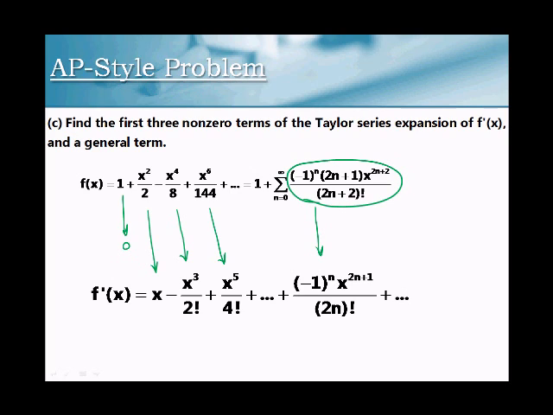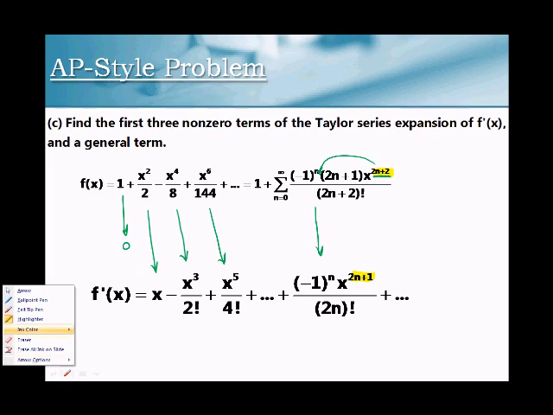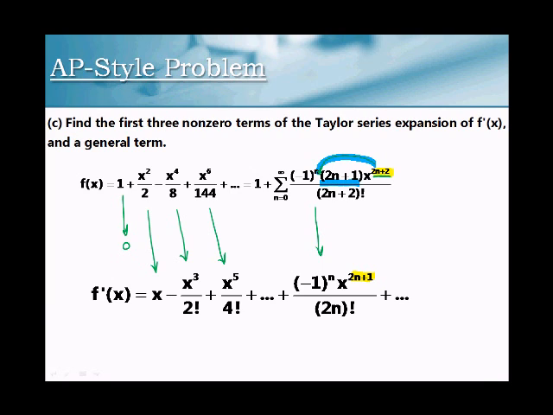what would you do to differentiate the general term? Well, the power on x is going to be brought forward as a coefficient, and then you're going to reduce the power by 1. So let me show you that, reducing the power by 1. It's going to go from x to the 2n plus 2 to x to the 2n plus 1. And then here's the interesting thing. Look at these coefficients here. In the numerator, I'm going to have a 2n plus 2 times a 2n plus 1.